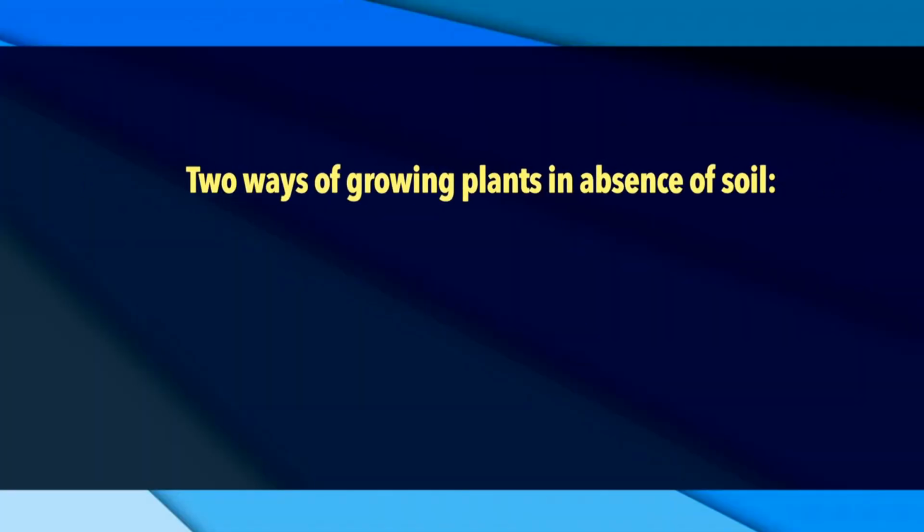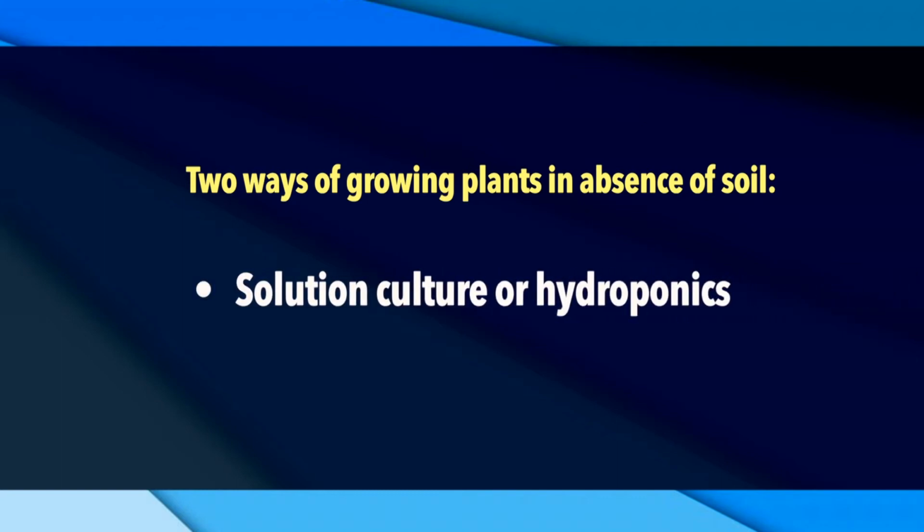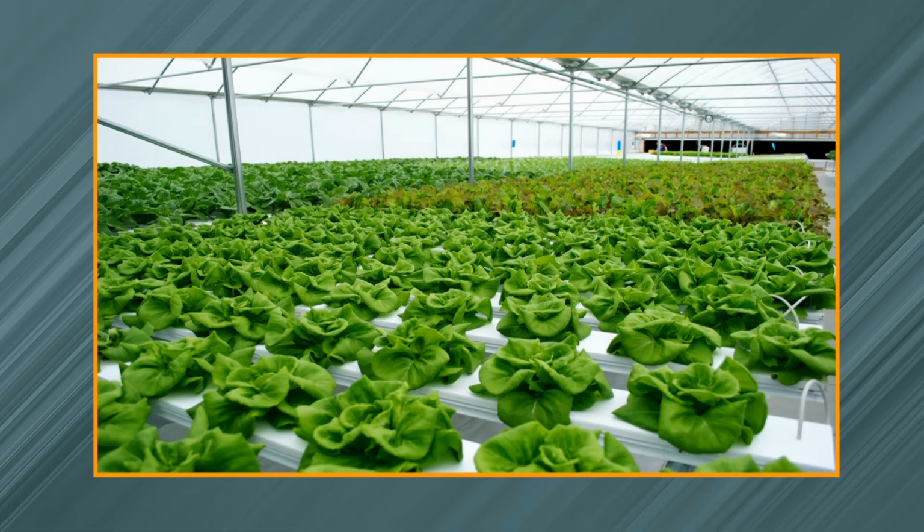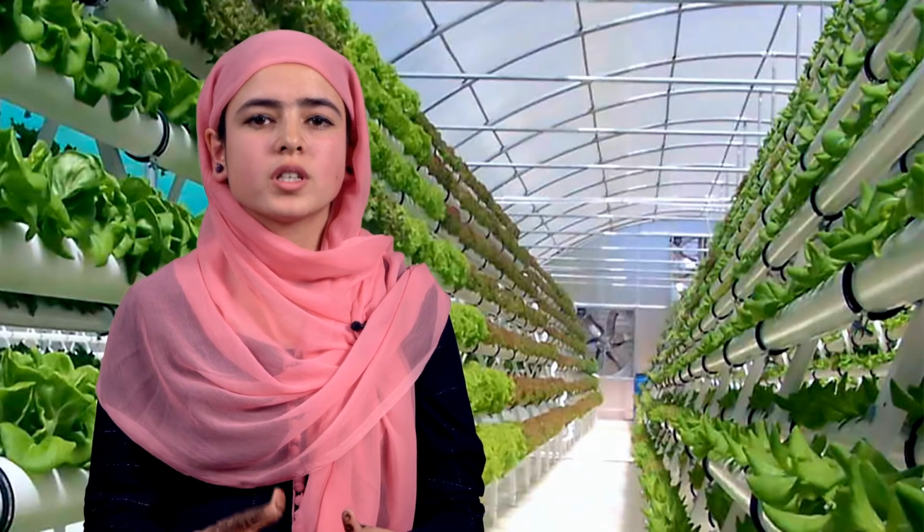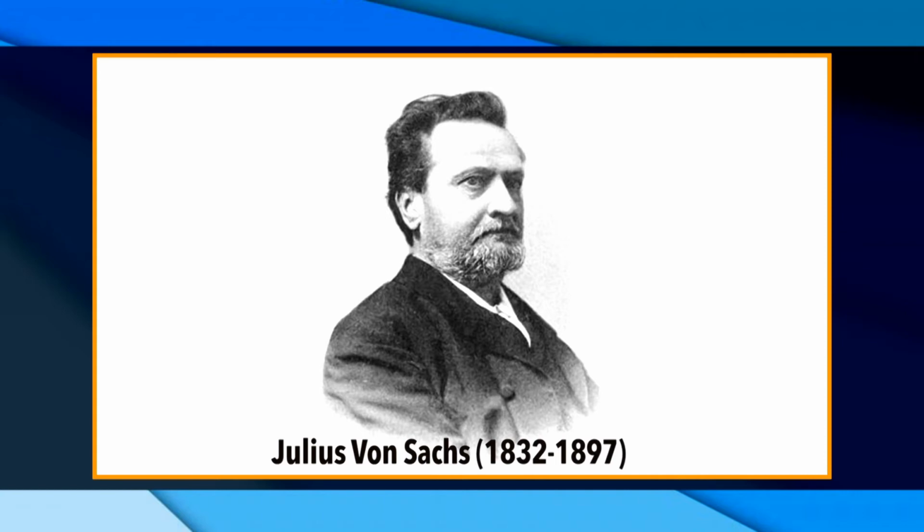There are two ways of growing plants in the absence of soil. Number 1, solution culture or hydroponics. The technique of growing plants with their roots immersed in nutrient solution without soil is called solution culture or hydroponics. This technique was given by Julius von Sachs in 1860.